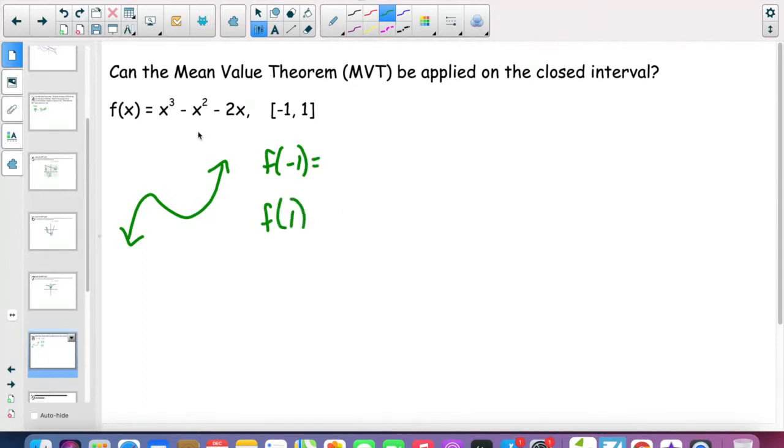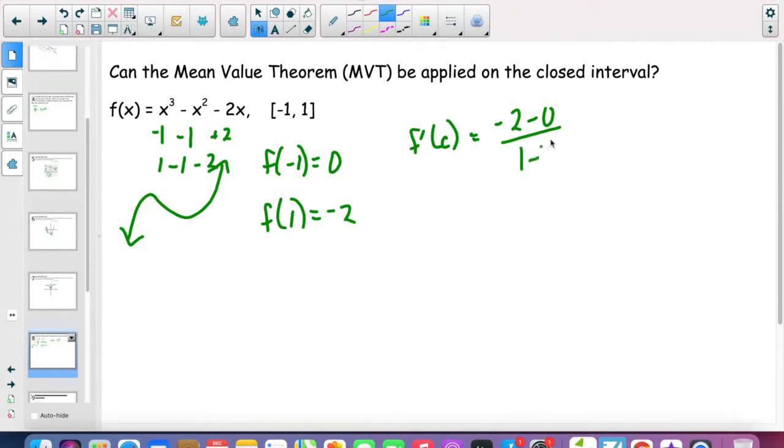If I plug -1 into this function, I would have 0. And if I plug 1 into this function, I would have -2. We're trying to figure out where f prime of c, or for what value of c, is the slope of the tangent line, which would be -2 minus 0 over 1 minus -1. That would be -2 over 2, or -1. So we're trying to figure out for what value of c would f prime of c be equal to -1.